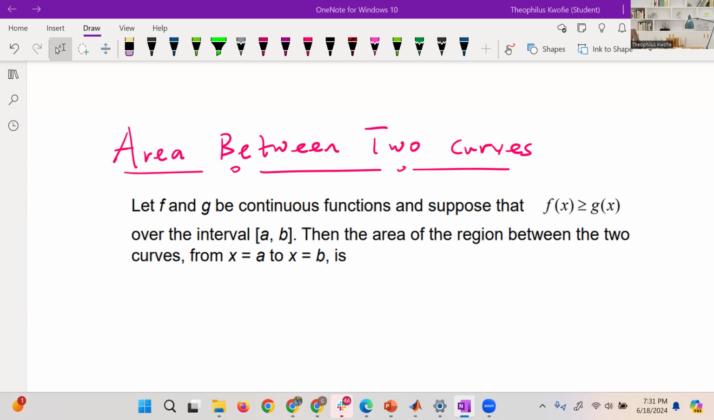In this particular episode, I'm so excited to take you through the journey of finding area between two curves.